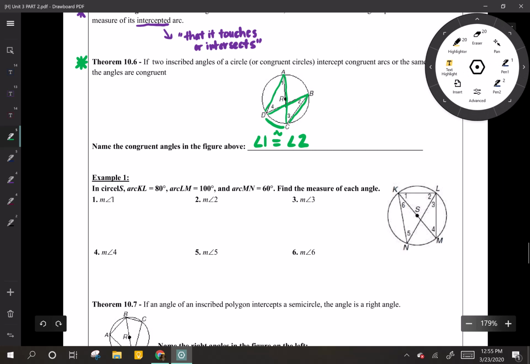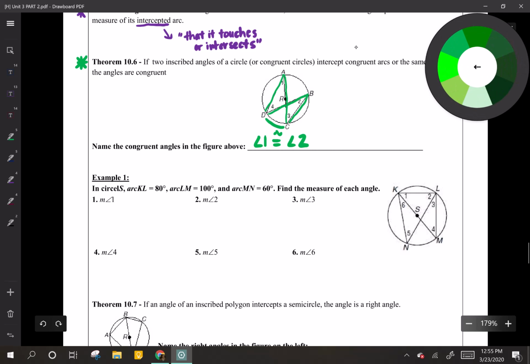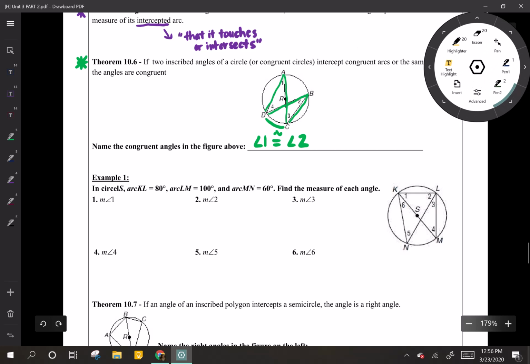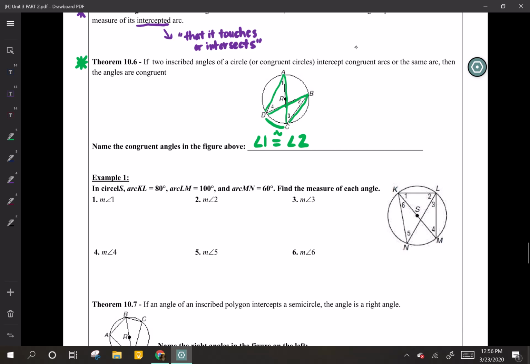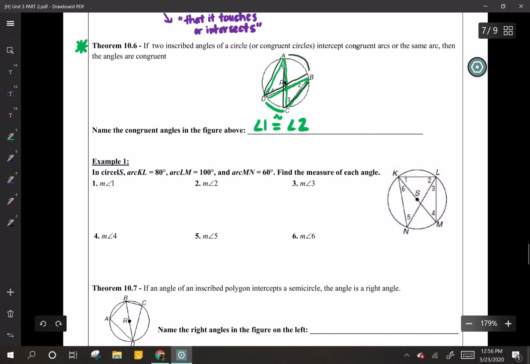There's another pair, and I'll show that pair in a different color. Let's do this darker green over here. Angle 4 intercepts arc AB, and so does angle 3. So according to Theorem 10.6, angle 4 and angle 3 are congruent since they both intercept the same arc.